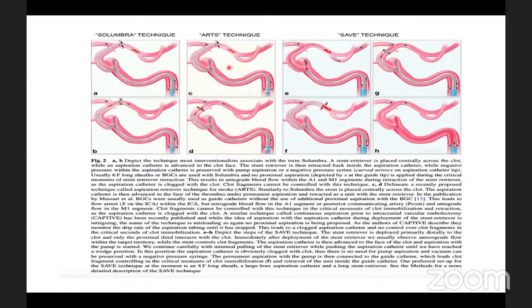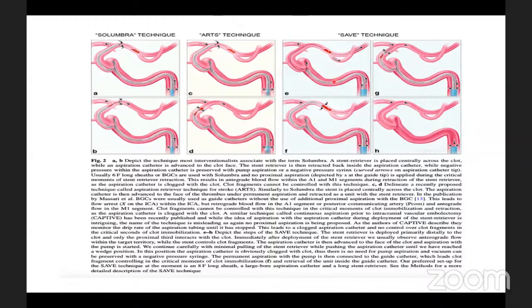So a modification of this technique came, the ARTS. It is much like the PROTECT technique. So again, the same stent retriever, aspiration catheter, guide catheter. Now they have used a balloon guide catheter. So this causes the proximal flow arrest, just like the PROTECT technique. But when the stent retriever is taken to the aspiration catheter mouth, there is a retrograde flow that will still happen in the ACA and antegrade flow in the MCA that will still happen, because the full arrest has not happened. So as a modification to this technique came the SAVE technique. So what is this technique?